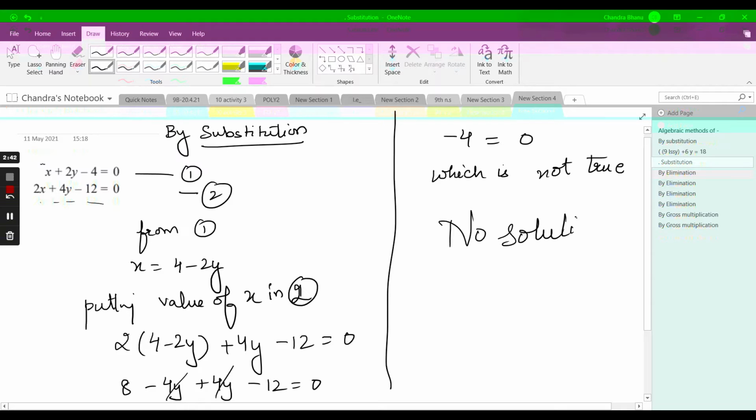So I have discussed three questions with you, in which in the first one I got a unique solution, in the second one I got infinite solutions, and in the third one I got no solution.